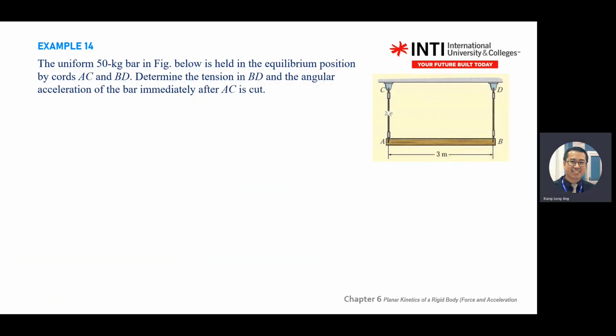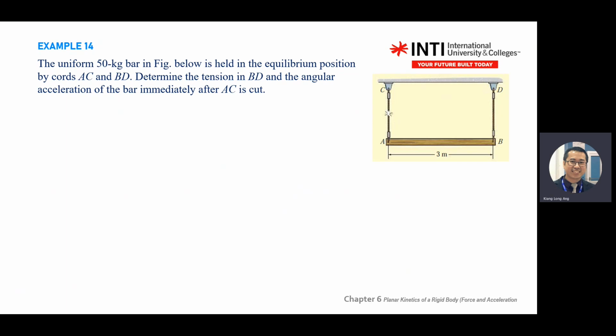This one, example 14, is also in chapter 6, rigid body. So there you have a body here, a wooden body, and it is hung by two ropes here, point C and point D. Both in equilibrium position, meaning stable, and given the mass 50 kilogram. 50 kilogram, you should put in the correct location, which is the center of the wood here, pointing down. So determine the tension of BD here, and the angular acceleration of the bar immediately after AC was cut.